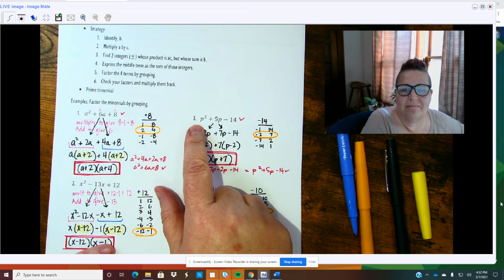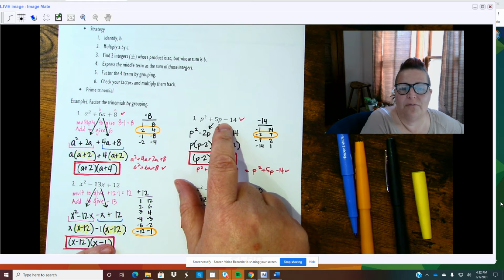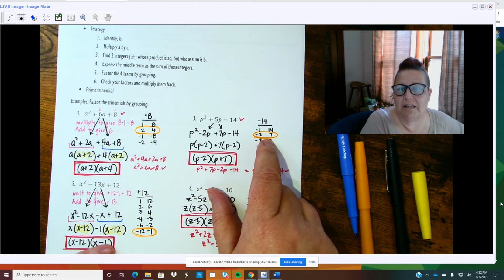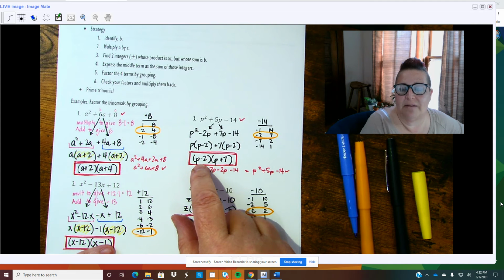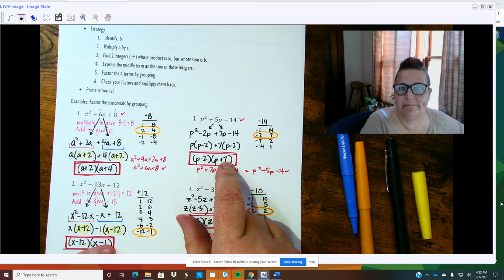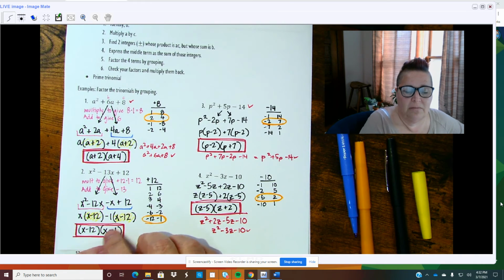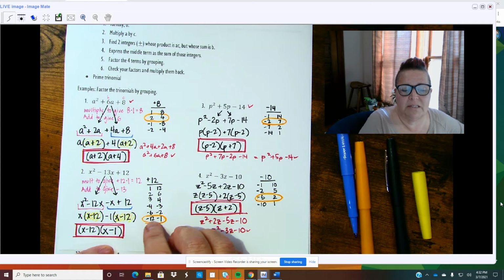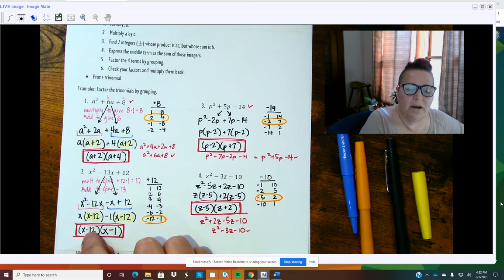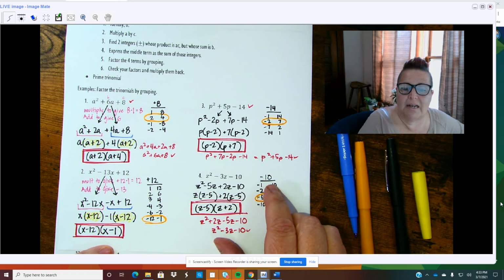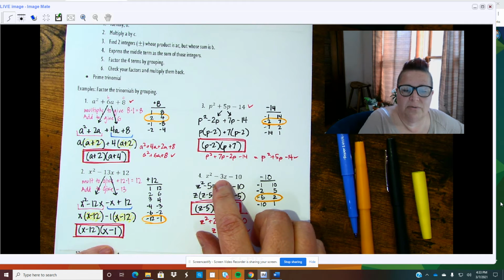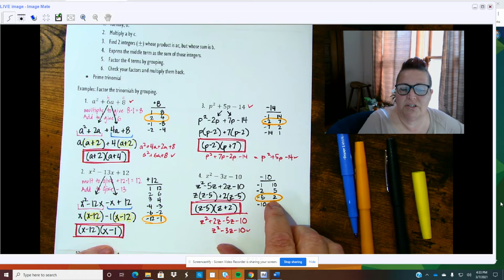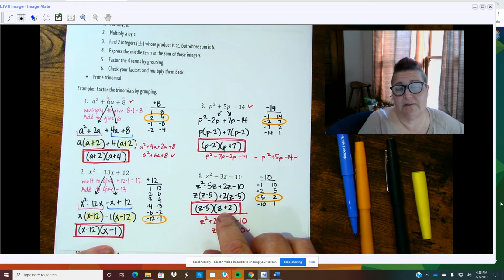What about number 3? In number 3, we needed the factors of a negative 14 that added to be a positive 5. And we came up with negative 2 and 7. Look at what our factors ended up being, p minus 2 and p plus 7. Similarly, when we had a positive 12, the factors that we ended up using were a minus 12 and a minus 1. Look at what our factors ended up being, x minus 12, x minus 1. Here we had a negative 10 needing to add to a negative 3, so we chose the negative 5 and the 2, and our factors ended up being z minus 5, z plus 2.